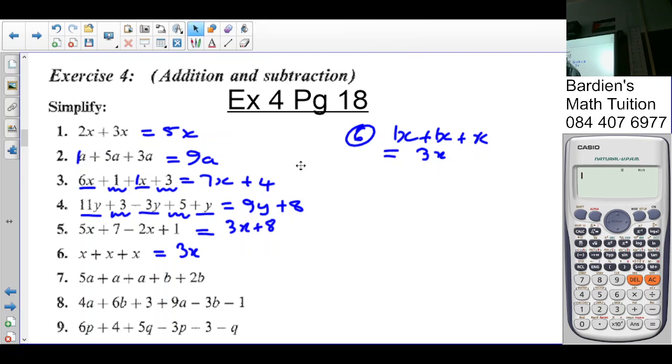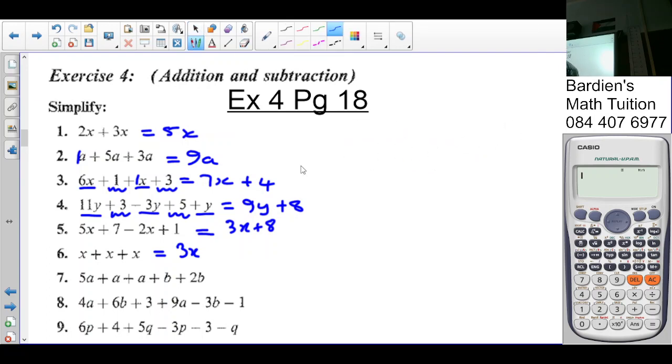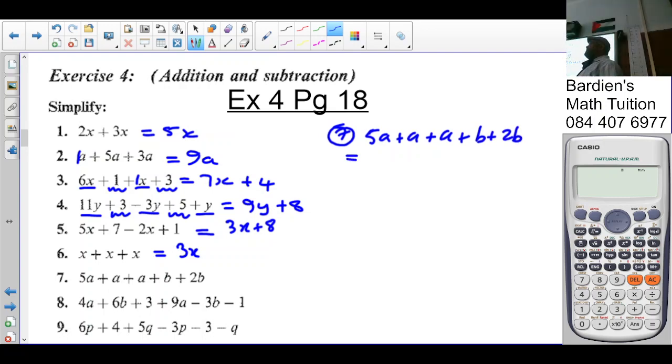Let's look at the next one. Number 7. You got 5a plus a plus b plus 2b. Again, we're going to group the like terms, not so? So 5a is a like term to a and a, not so? b is a like term to 2b.